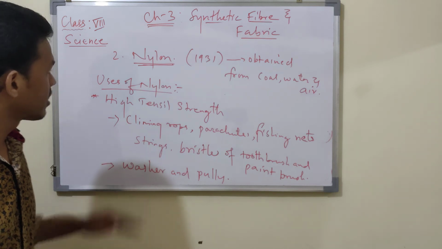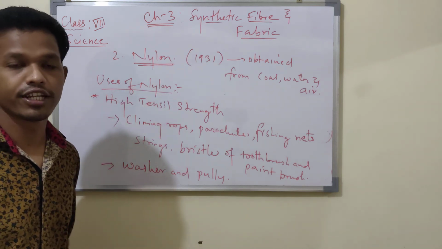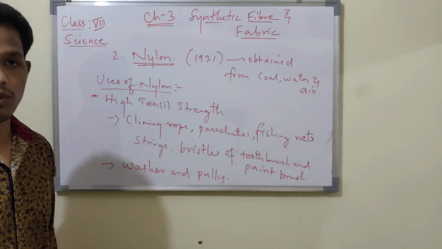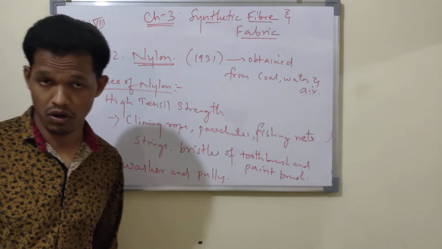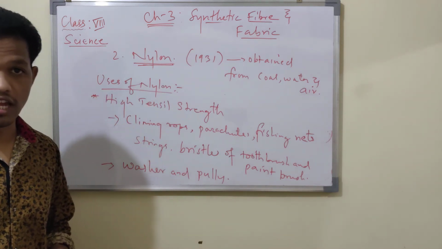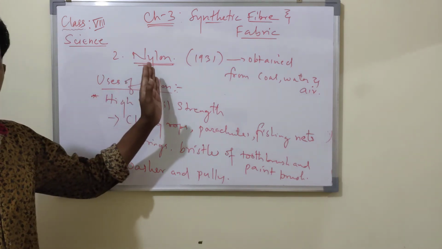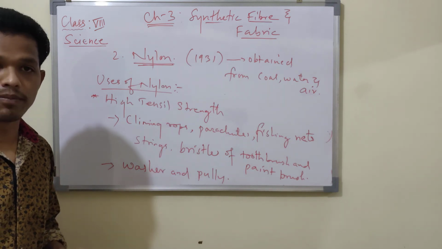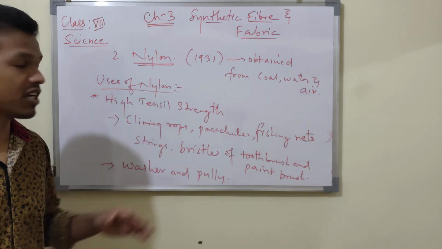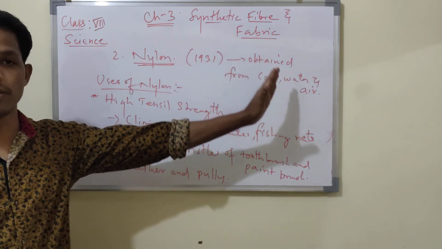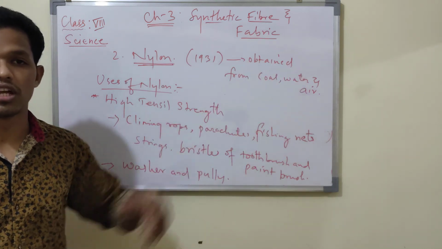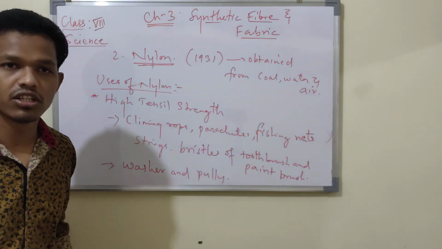So this is how nylon is obtained. Their characteristics we will study after studying the uses, what is nylon, and what is synthetic fiber. I hope you understood these two, rayon and nylon. Rayon is obtained from wood pulp, an artificial silk, whereas nylon was first made in 1931, obtained from coal, water and air without the use of plant and animal sources.